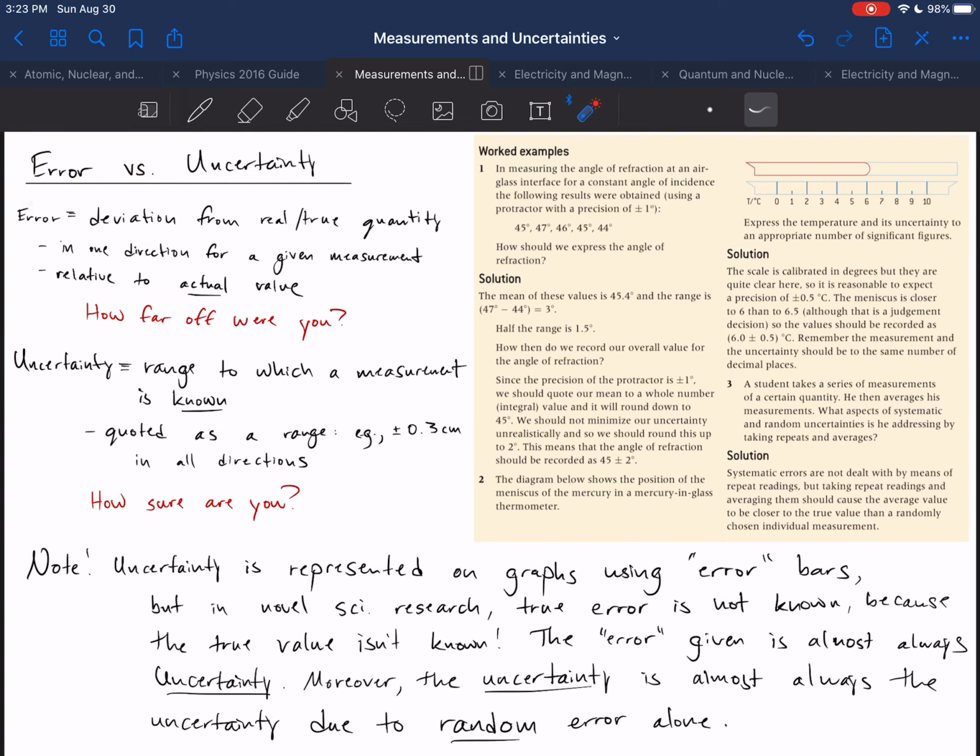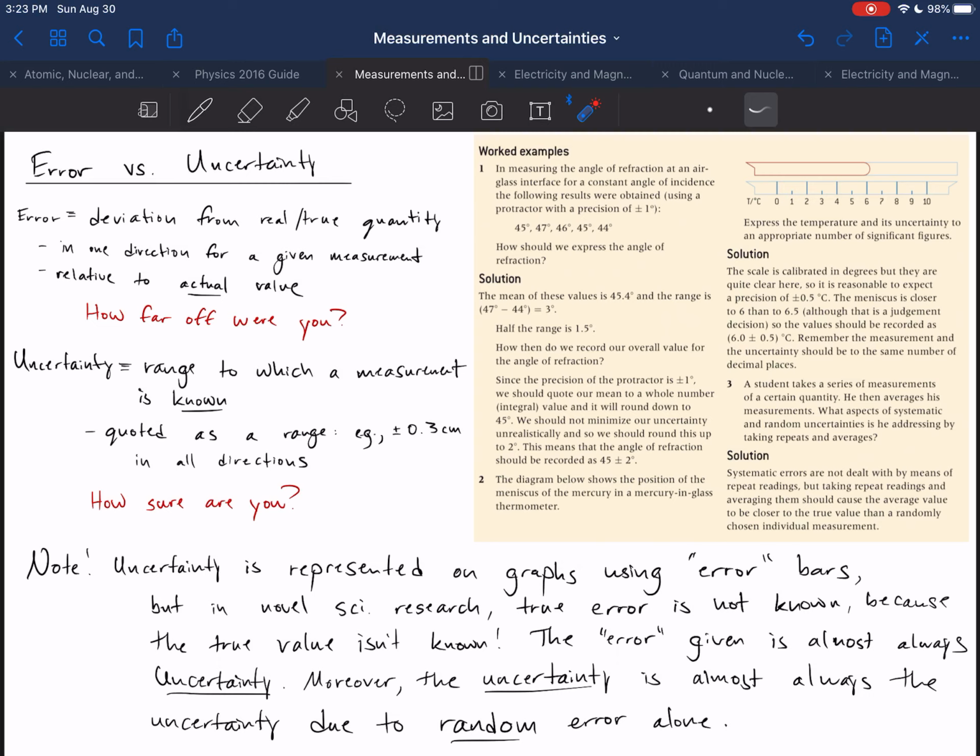We've already seen error. Error is the deviation from the real or the true quantity. It's in one direction for a given measurement, but for multiple measurements can be described as either random or systematic, and it's relative to the actual value, the real value that is being measured. Error is the answer to the question, for either a single measurement or multiple measurements: how far off were you?